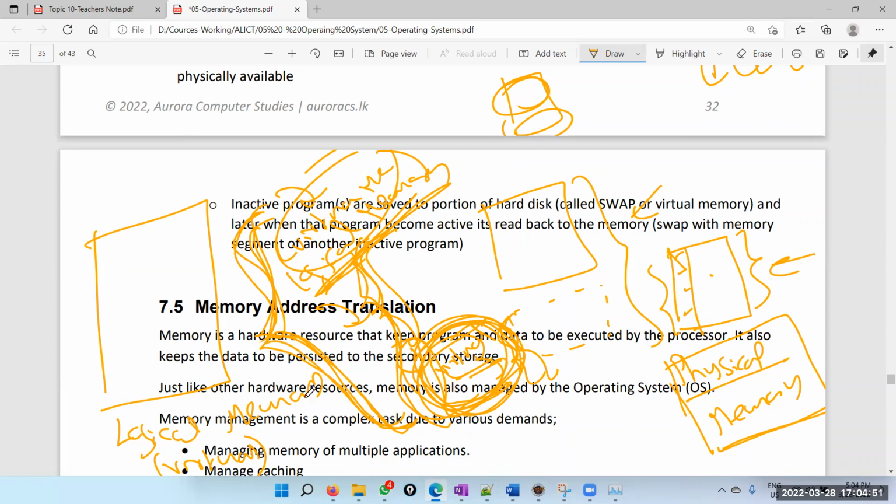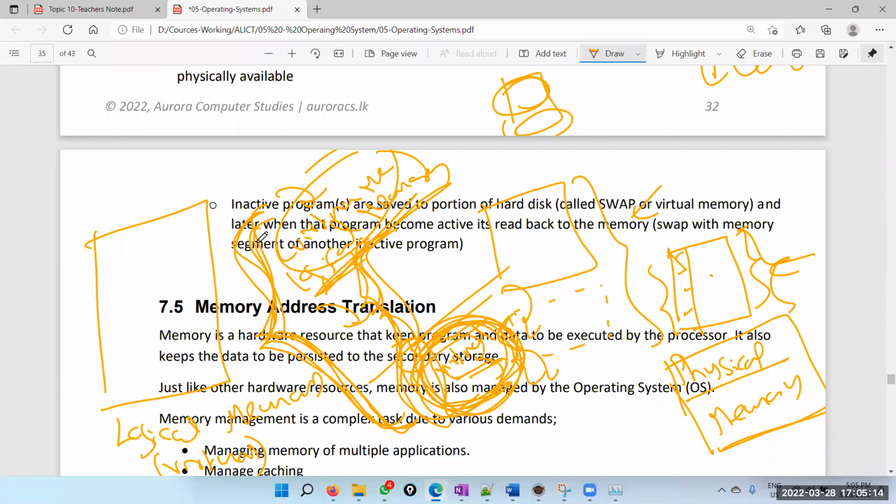But in reality, this is the memory. Of course, this part your processor cannot access directly, because this is in the secondary storage. You need to ask questions and clarify if you need any more clarification. I hope you got it.